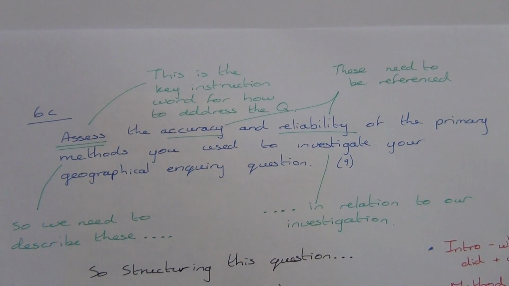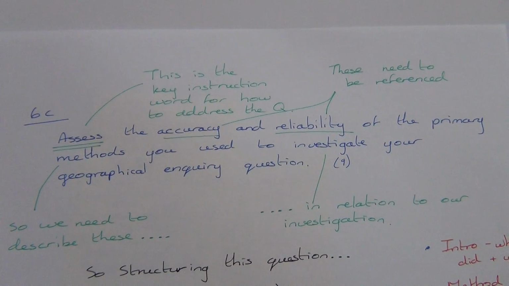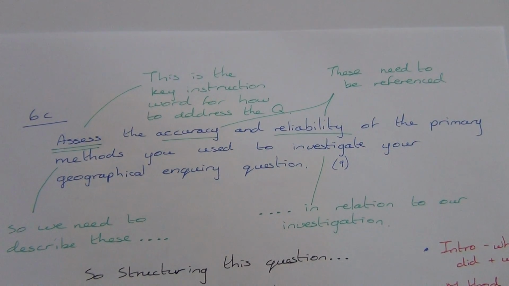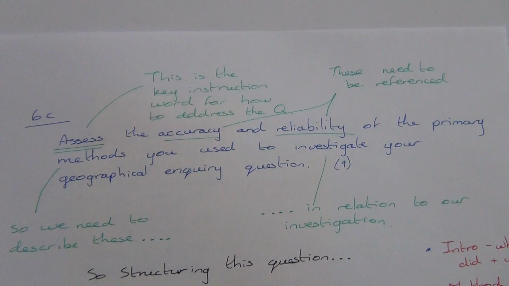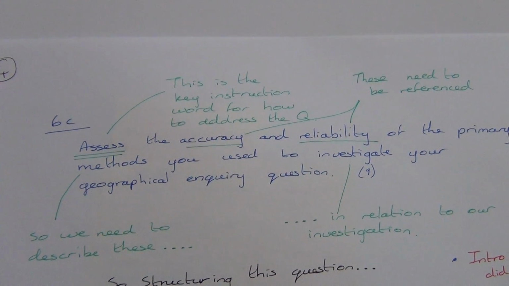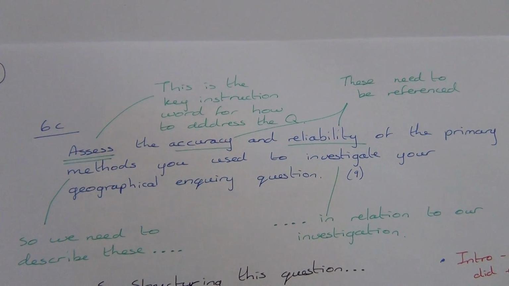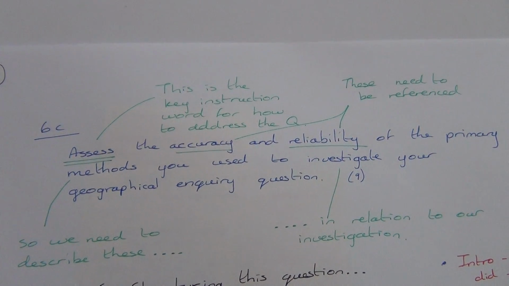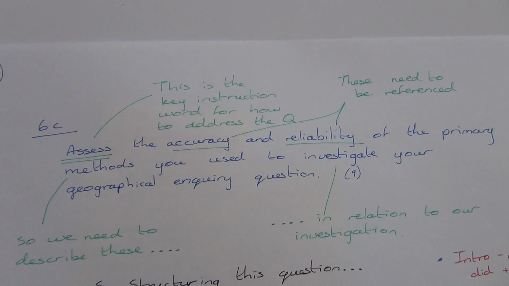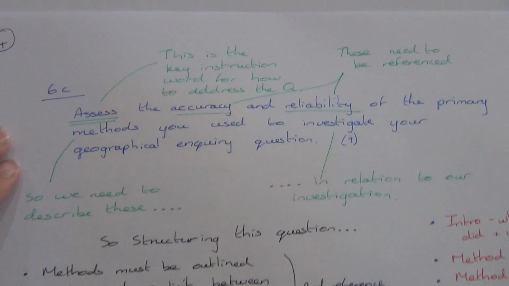Second thing is that the accuracy and reliability are two of the words that must be referenced and should be what formulates your conclusion. Now we have to talk about the primary methods that we use, so we need to describe what they were and how they helped us in our investigation. That's what the question's asking us to do.